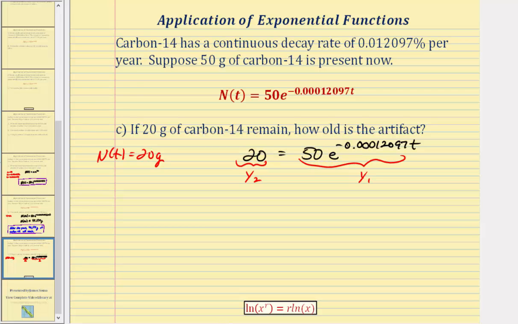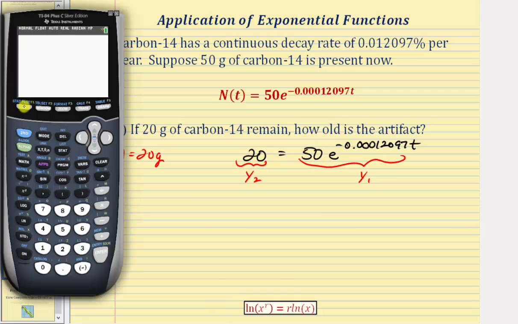So going back to the calculator, we'll press y equals. We'll clear out any old functions here. And in y1, we'll enter the right side of 50, second natural log for e, raised to the power of negative 0.000120097, and then times t, which we'll use x instead. So here's the x key, enter. And then in y2, we enter 20, enter.